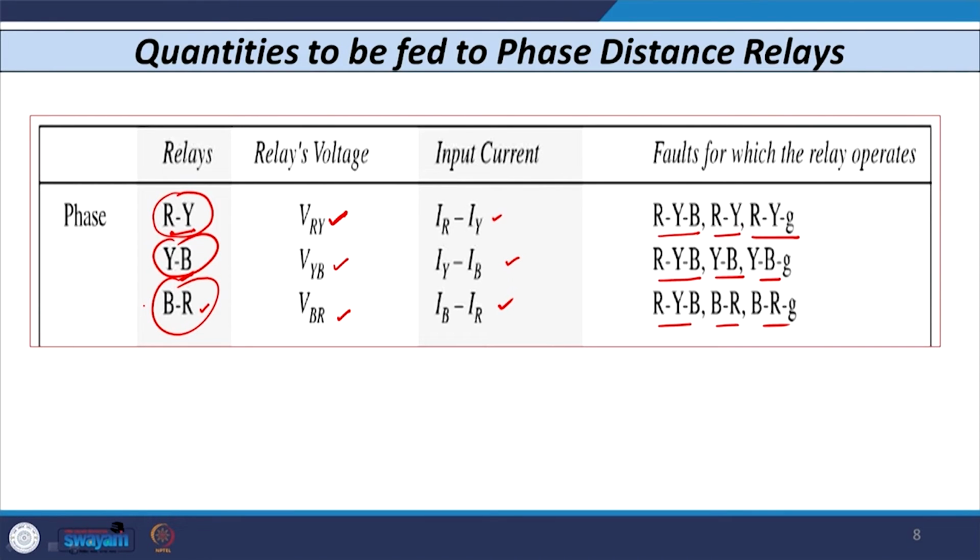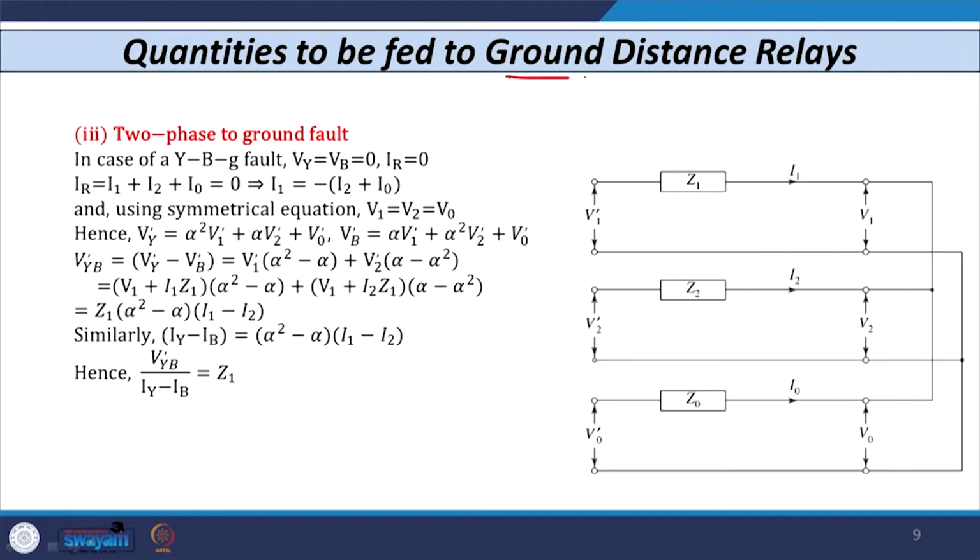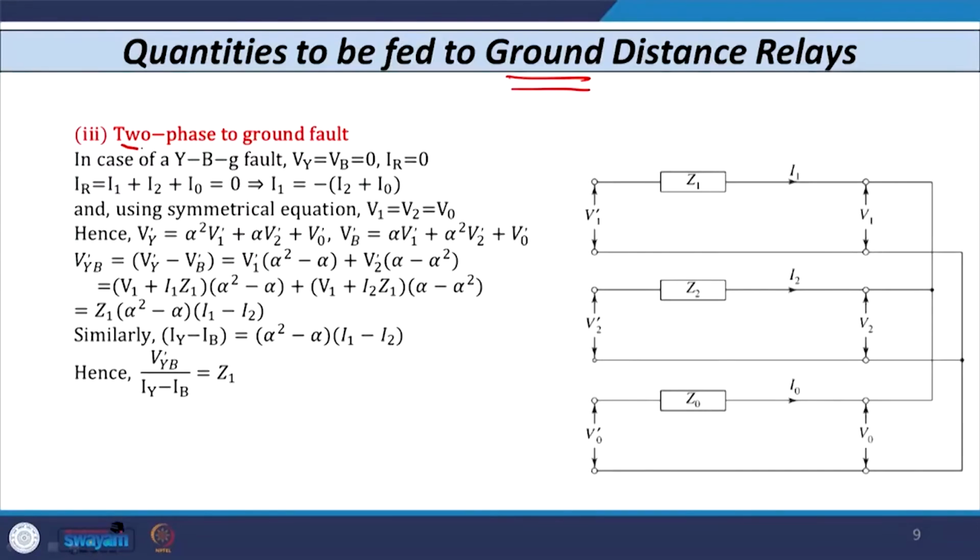Now let us consider the ground distance relay, which is meant for line to ground, double line to ground, or triple line to ground faults. In that case, let us consider 2 different faults, two phase to ground and single line to ground. Let us consider the two phase to ground fault, the same fault, that is YB ground fault. Earlier we considered the YB fault as a phase to phase fault; here we consider the YB ground fault.